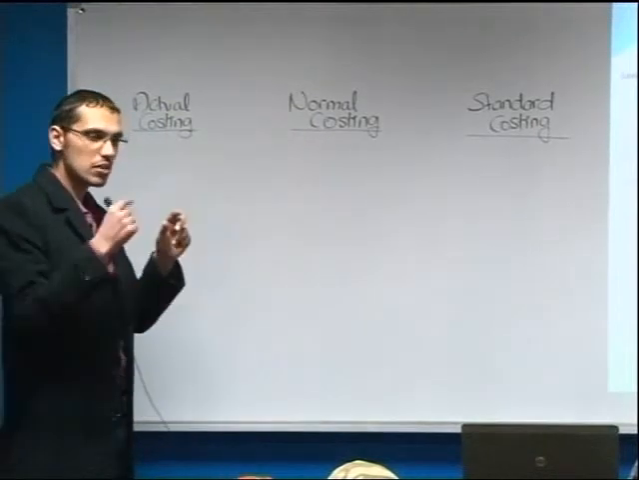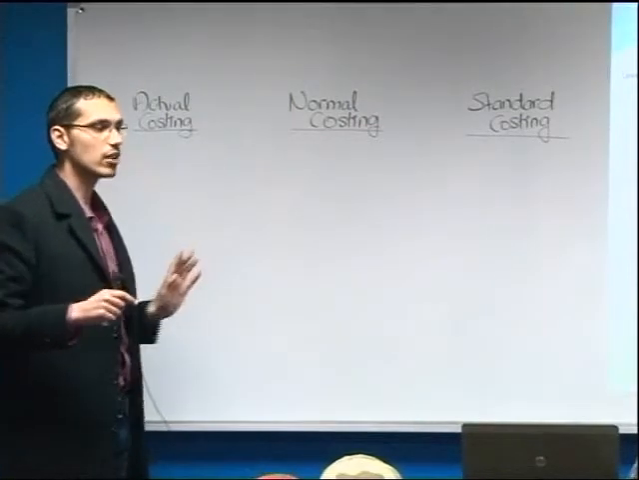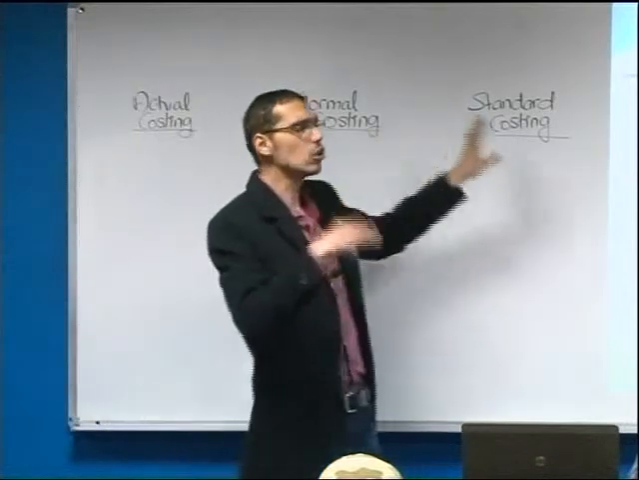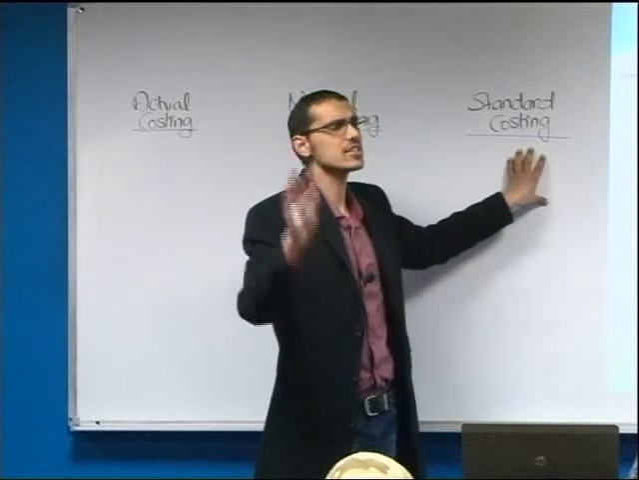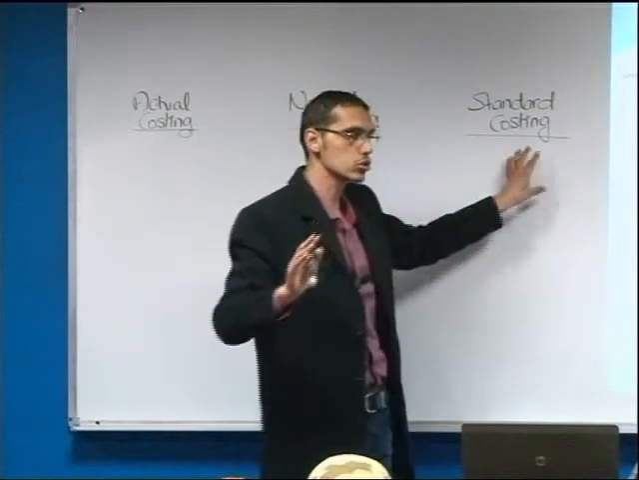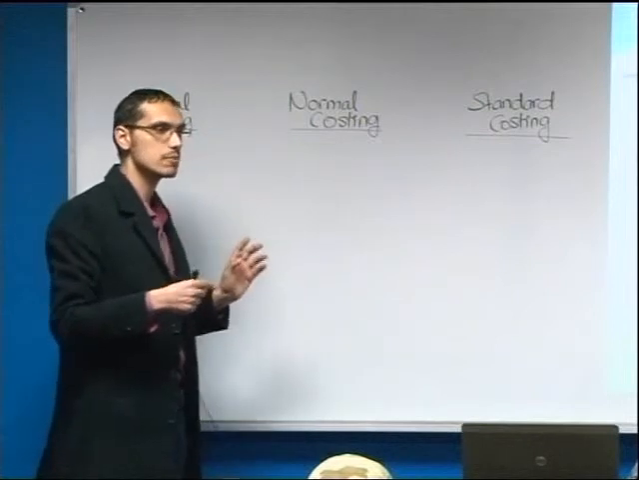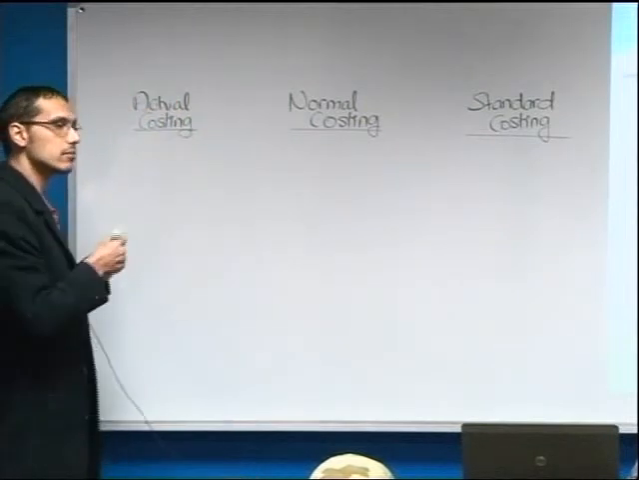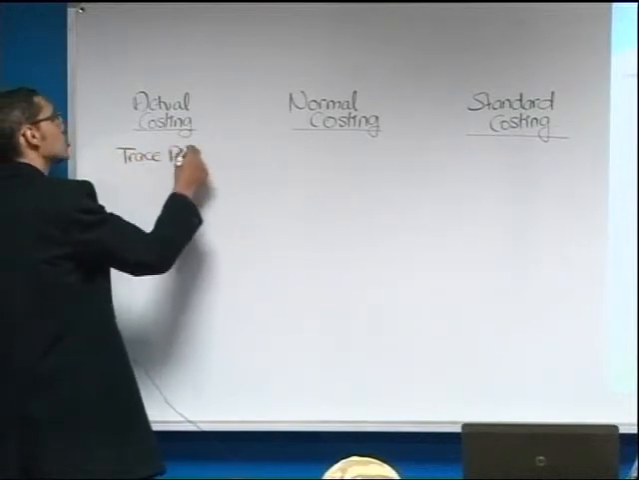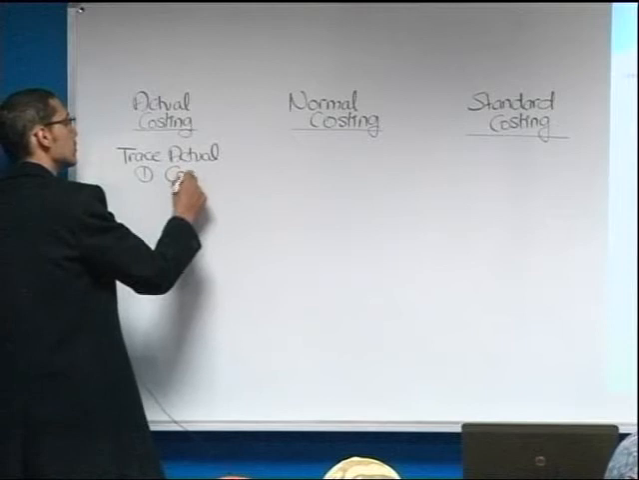Any costing system is concerned with the tracing of direct costs and the allocation of indirect costs. Therefore, the actual costing system, the normal costing system, and also the standard costing system do just that. They trace direct costs and they allocate indirect costs. But the way they do it is the difference between these costing systems. According to actual costing, we trace actual direct costs.